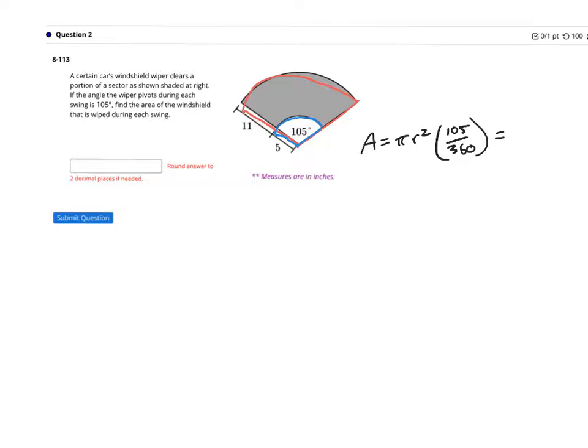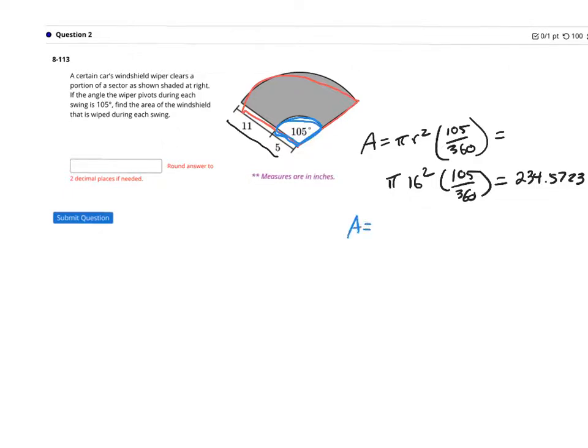When you put that in, we have pi. Now the radius of my big one is going to be 11 plus 5, which is 16, squared, times 105 over 360. When you plug that into your calculator, you end up with 234.5723.